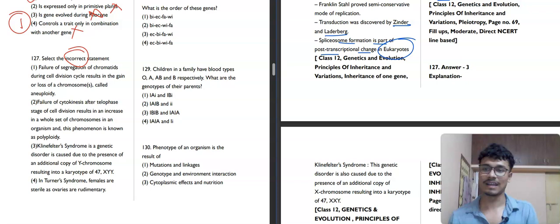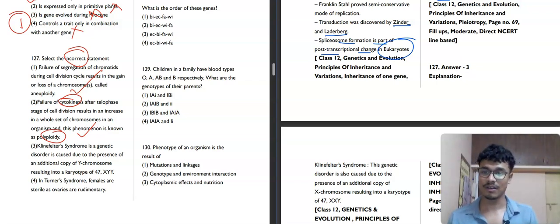What it is saying: select the incorrect statement. Okay. Failure of segregation of chromatids during cell division results in the gain or loss of chromosomes, called aneuploidy. Absolutely correct. Failure of cytokinesis after the telophase stage of cell division results in an increase in a whole set of chromosomes in an organism. This phenomenon is known as polyploidy. Yes, because of the failure of cytokinesis, you can expect an increase in the whole set of chromosomes, that is called polyploidy, meaning an increase in number.